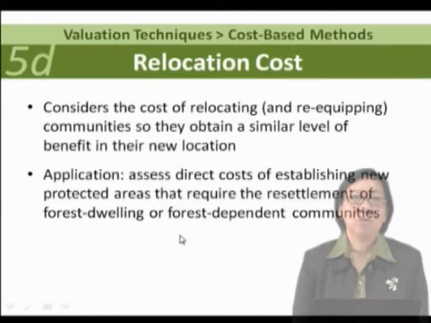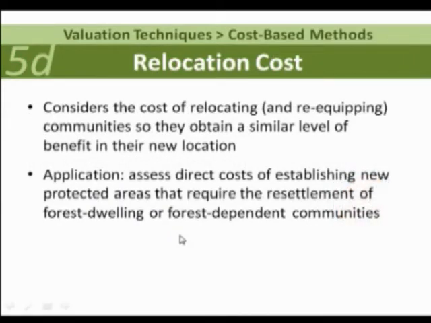Next, we have relocation cost, which considers the cost of relocating and re-equipping communities so they obtain a similar level of fit in their new location. An application would be the assessment of direct costs of establishing new protected areas that require the resettlement of forest-dwelling or forest-dependent communities.